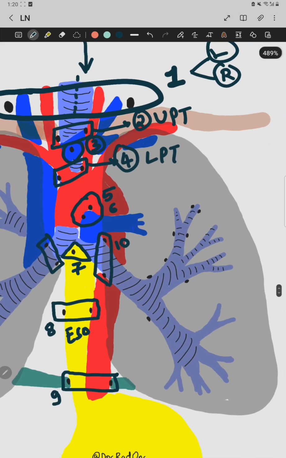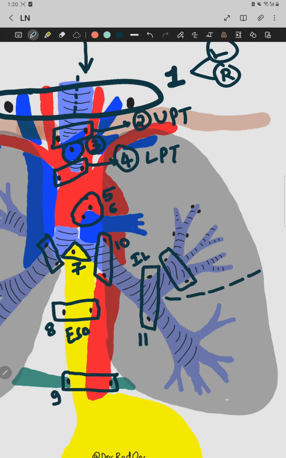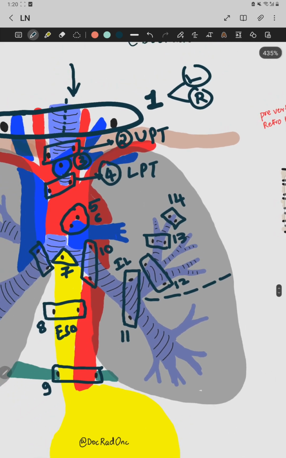Now the pulmonary is divided into lobar, interlobar and all of that, right? Here, what you see is interlobar, between the two lobes. This station level is 11. This is lobar, within the lobe, so this is 12, and this is segmental, this is 13, and this is subsegmental, this is 14. So these are all pulmonary stations.